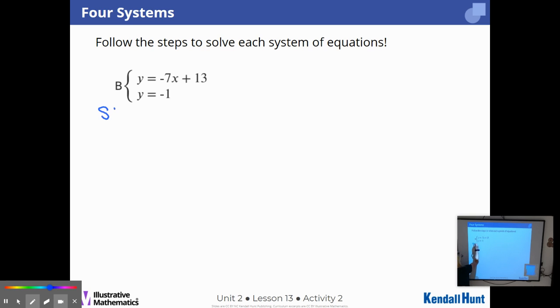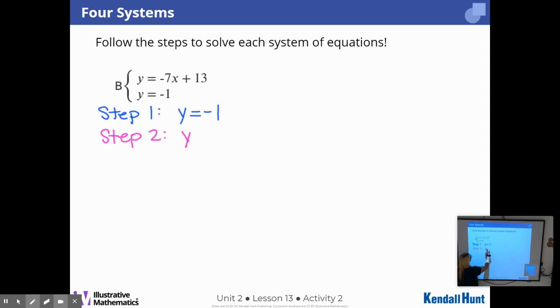All right. So we start with step 1. Step 1 is to get a variable by itself. Well, if we're looking at our system, y equals -1 already has y isolated for us. So then we can just move on to step 2. And step 2 is to plug it into the other equation. So I have my other equation, y equals -7x plus 13. All right, and so where I have y, I'm going to replace that with -1. And then we can just solve for x.